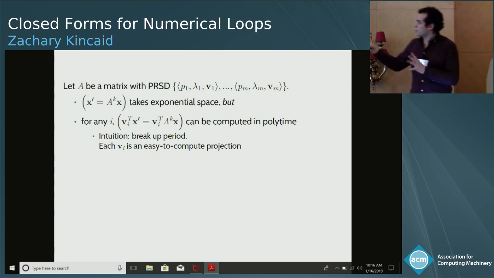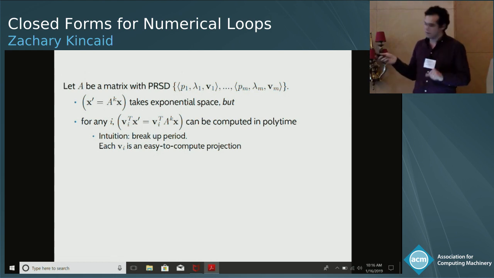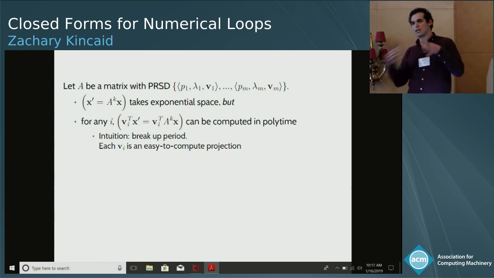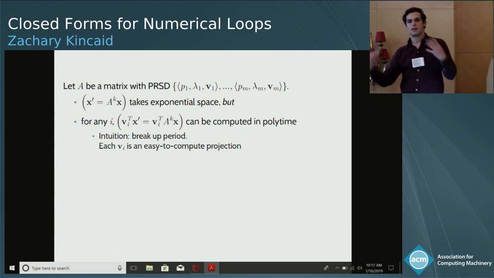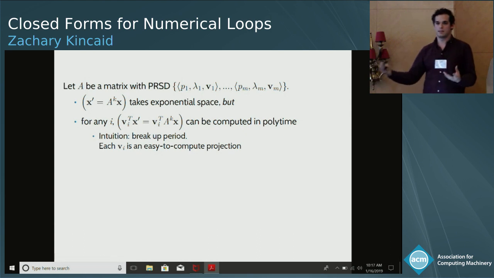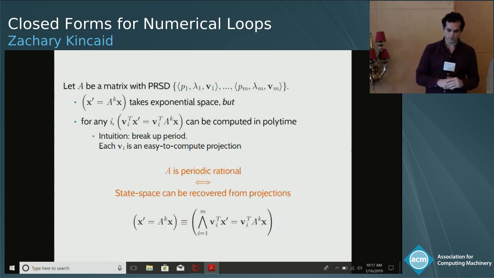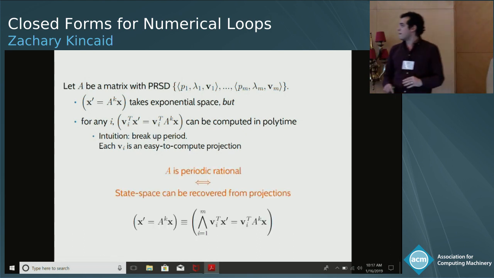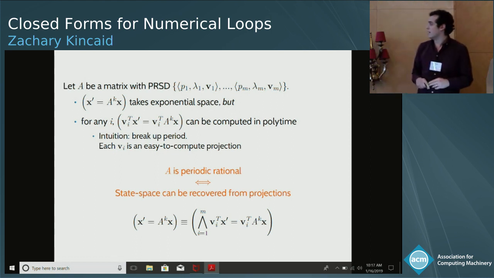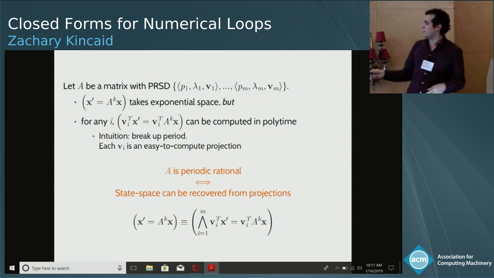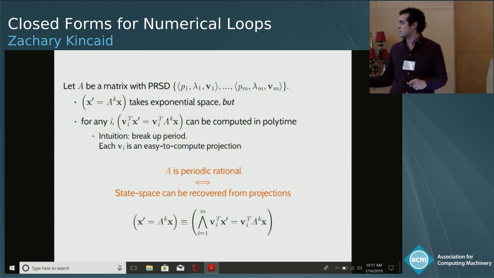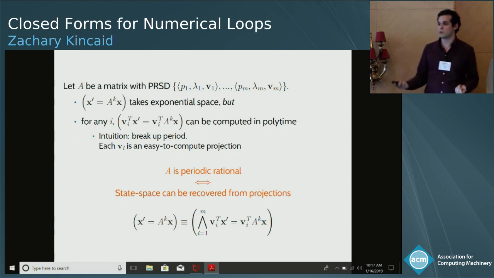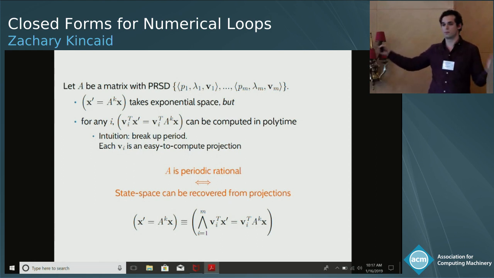So I can think of each one of these equations, or each one of these vectors, as being sort of a projection on a single-dimensional space that is easy to compute because it has a low period. So a matrix is periodic rational exactly when its state space can be recovered from all of these projections, which means that I can rewrite this equation that takes exponential space using this equation that takes polynomial space just by taking the conjunction over all projections.